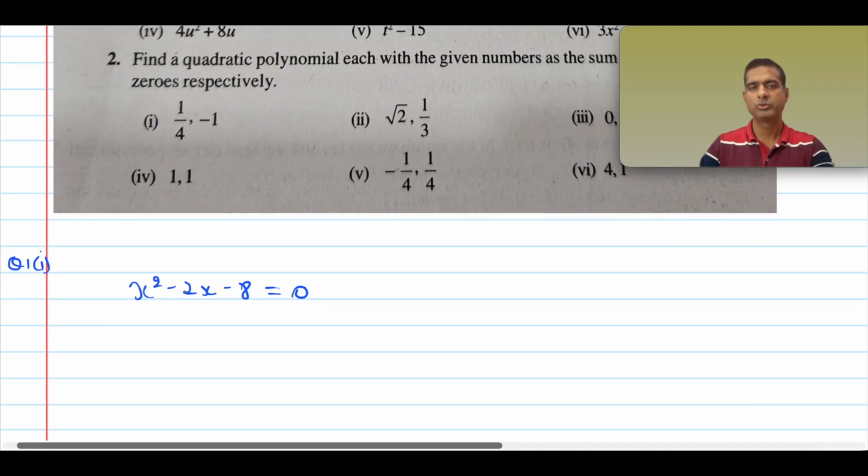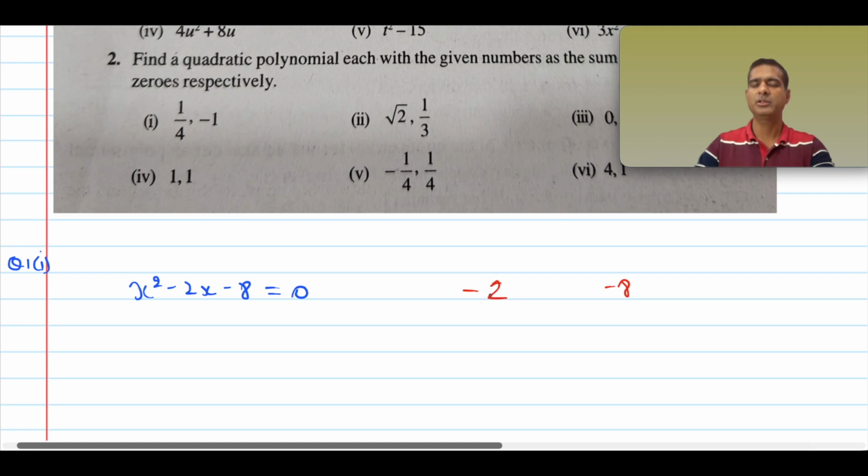Now to simplify it, or to break this polynomial into its factors, we will use splitting the middle term. In splitting the middle term, here the coefficient of x square is 1, the coefficient of x is negative 2, and the product will be negative 8. So I have to find two numbers whose sum is minus 2, that is the coefficient of x, and whose product is negative 8, that is the constant. The factors of 8 are 4 and 2, whose difference will be 2.